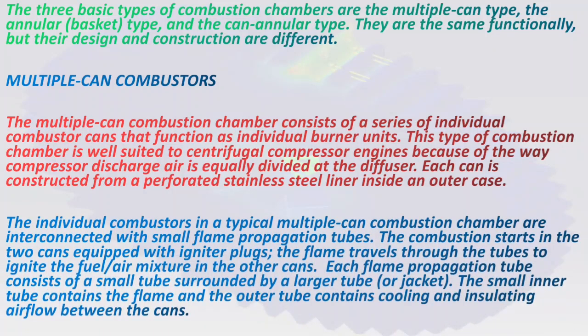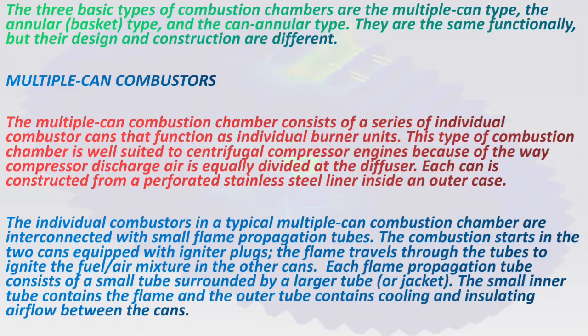The individual combustors in the typical multiple can combustion chambers are interconnected with small flame propagation tubes. The combustion starts in the two cans equipped with an igniter plug. The flame travels through the tube to ignite the fuel air mixture in the other cans. Each flame propagation tube consists of a small tube surrounded by a larger tube or jacket. The small inner tube contains the flame and the outer tube contains the cooling and insulating airflow between the cans.